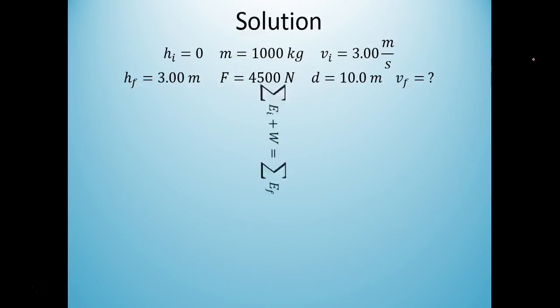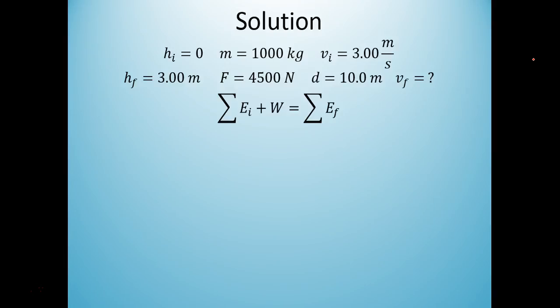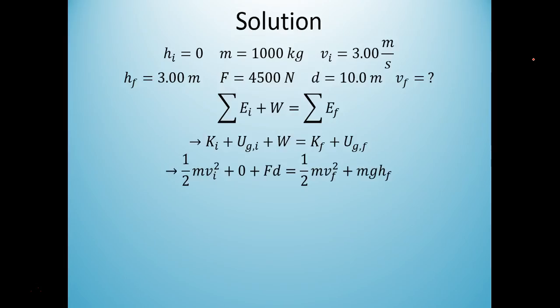So we start off with, ta-da, conservation of energy. Sum of initial energy plus work equals sum of final energy. In other words, what you had to begin with, total initial energy, plus what you added, work, equals what you have in the end, total final energy. So we write that out like this. And now we write out what each of these terms actually means.